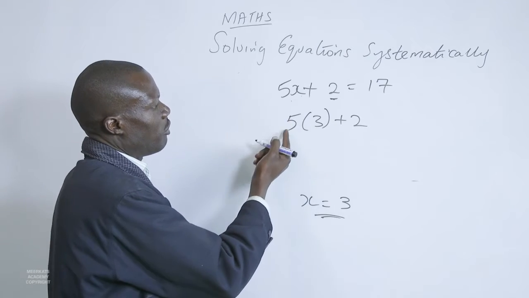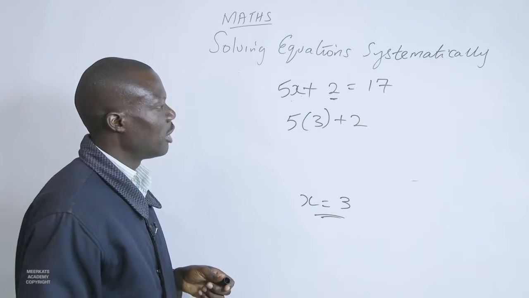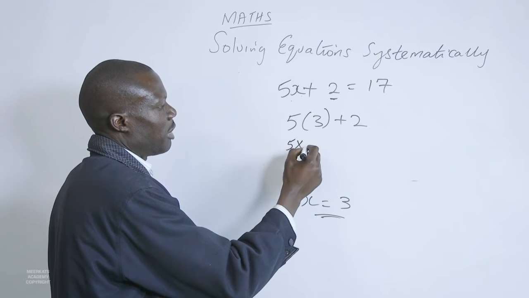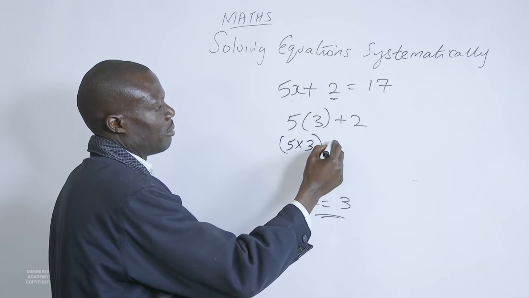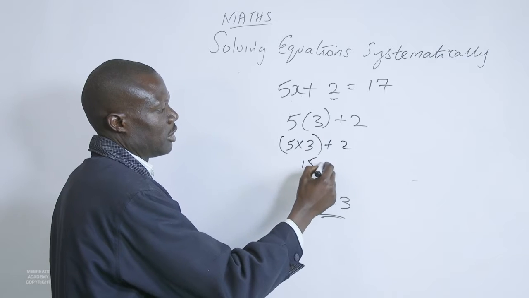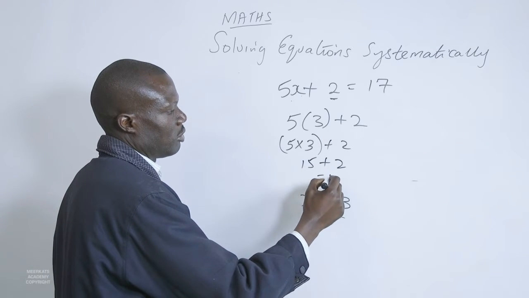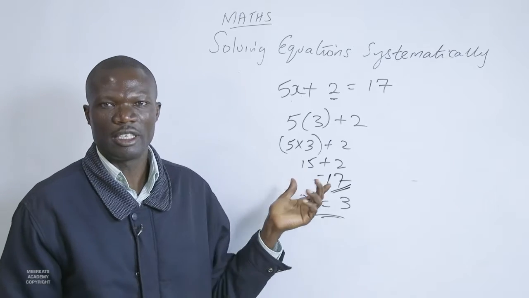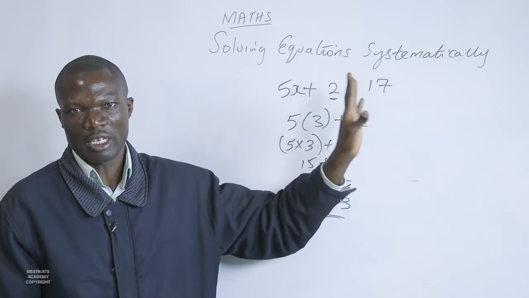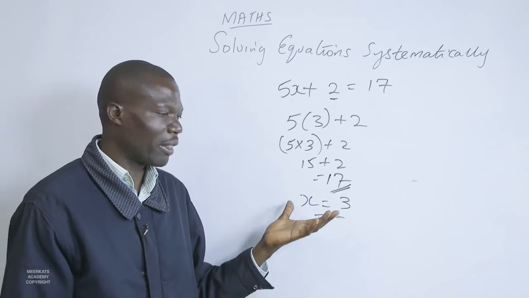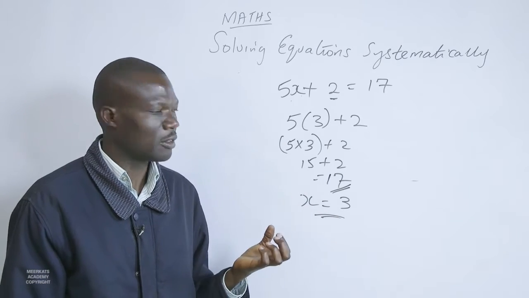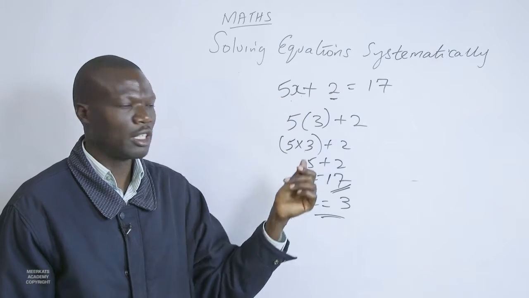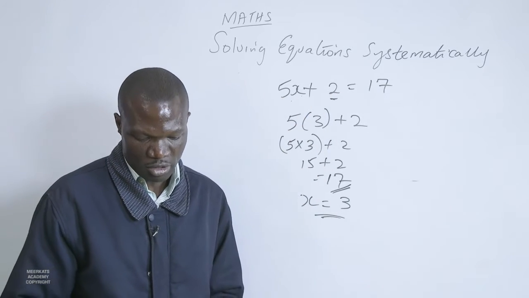So this will be 5 into 3, add 2. Now, 5 into 3 is the same as 5 multiplied by 3, then plus 2. This is 15 plus 2, which is equal to 17. Now, 17 on the left-hand side is equal to the same 17 on the right-hand side. This shows us that the answer we have is correct, that the value of x in the equation 5x + 2 = 17 is x = 3.